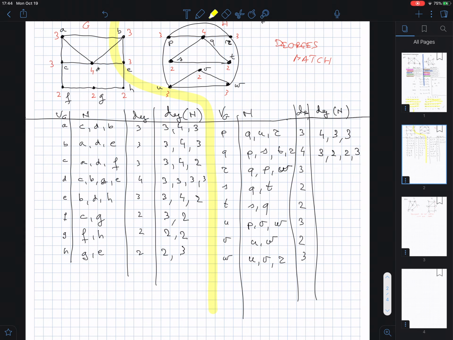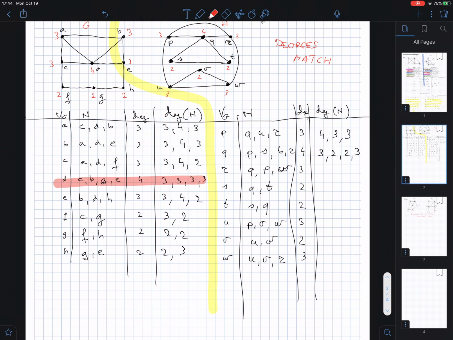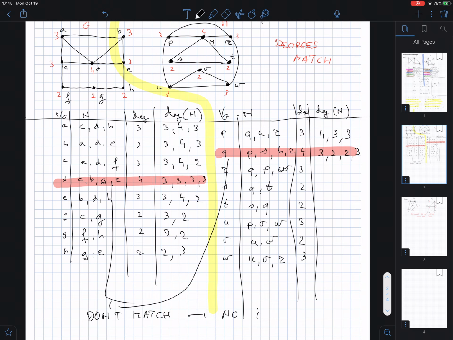So let me indicate this with red. This pattern and this pattern. We know that D has to go to Q if there's an isomorphism, but the patterns don't match. And there's no other possibility because D has to go to Q. And that's it. Therefore, in other words, no isomorphism. So as I said, it gets trickier.